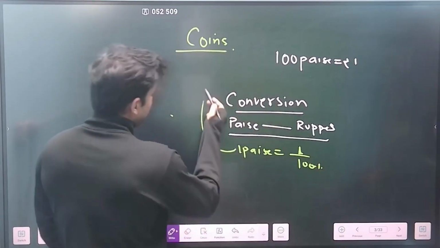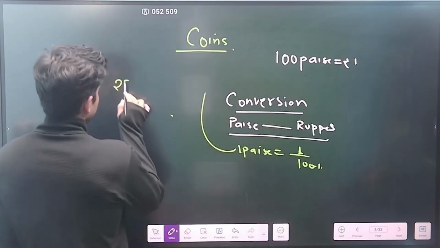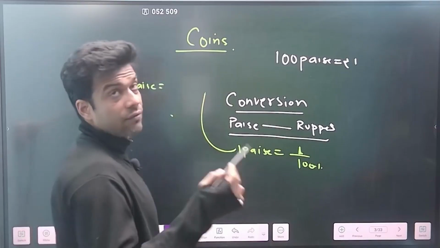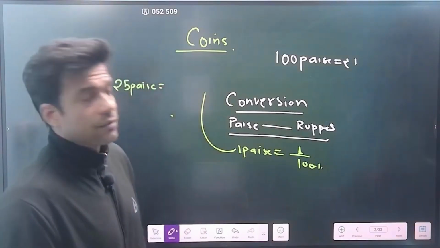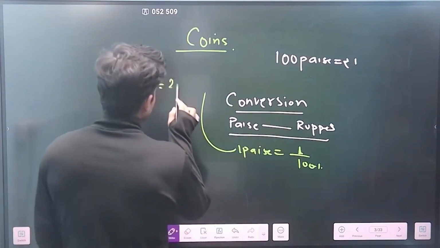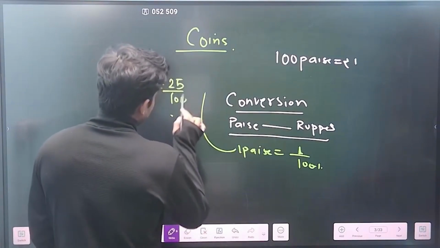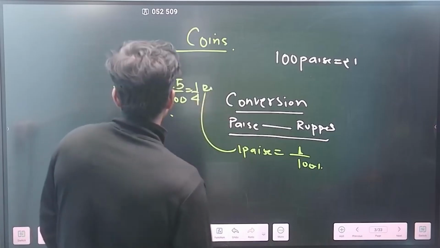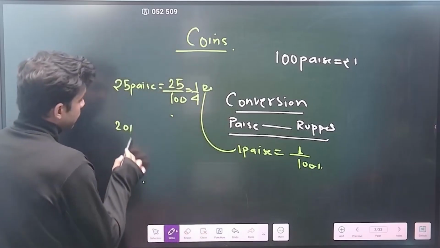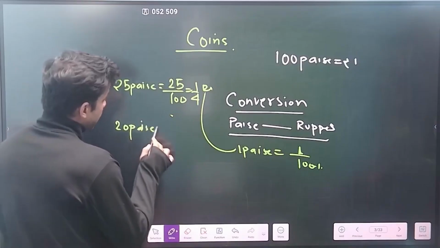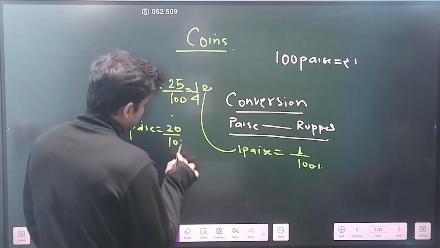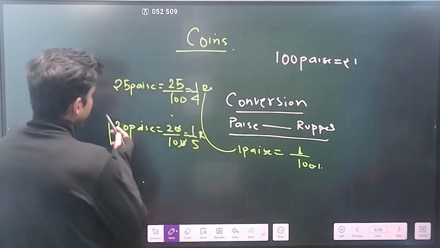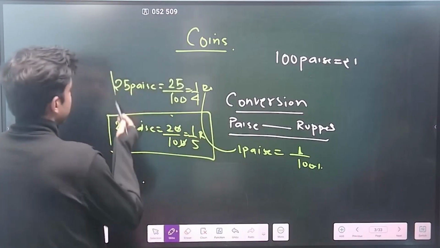Now the conversion would be like that. If I say 25 paise, it would be 25 by 100, which is 1 by 4 rupees. So this you need to understand. If I say 20 paise, then again I would write 20 by 100, which is 1 by 5 rupees. Correct. So these are important things which we need to understand.